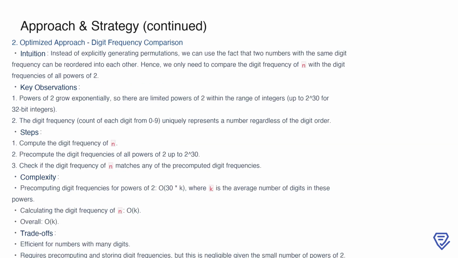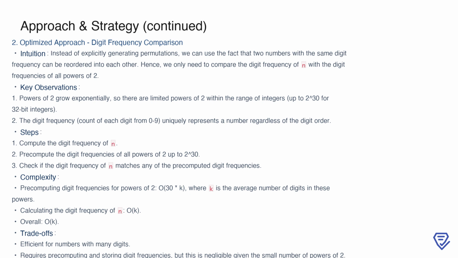A more efficient solution leverages the concept of digit frequency comparison. Instead of generating all permutations, we recognize that two numbers with identical digit frequencies can be rearranged into one another. This insight allows us to bypass the need for permutations entirely. The strategy is built on 2 key observations. First, the powers of 2 grow exponentially, meaning there are only a limited number of powers of 2 within the range of 32-bit integers, specifically, up to 2 to the power of 30.